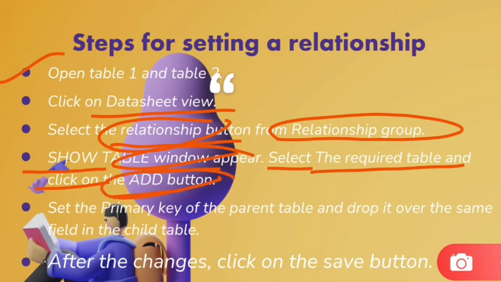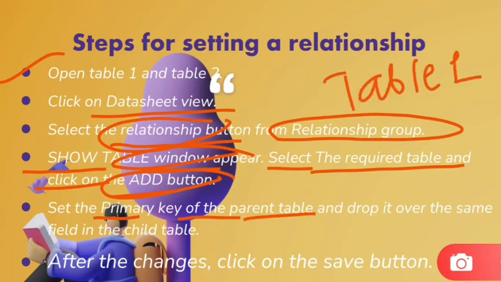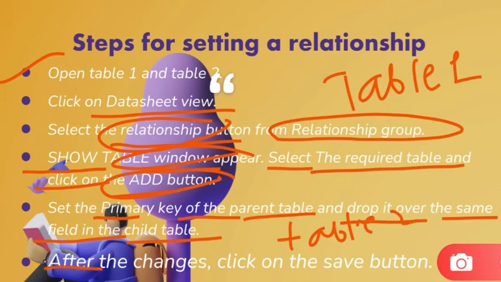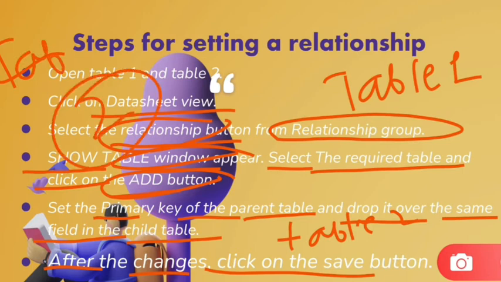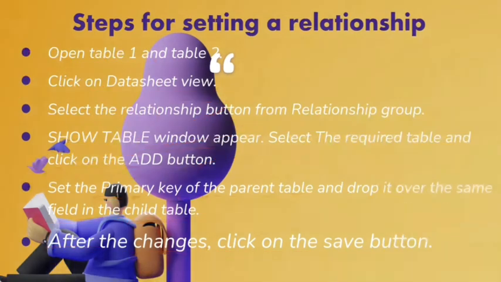The table will be added. Then if you want to set a primary key, you can take the primary key of the parent table, that is table 1, and drop it over the same field in the child table, that is table 2. Then after the changes, click on the save button. Then your relationship will be established between table 1 and table 2. This is the way to create a relationship between tables.